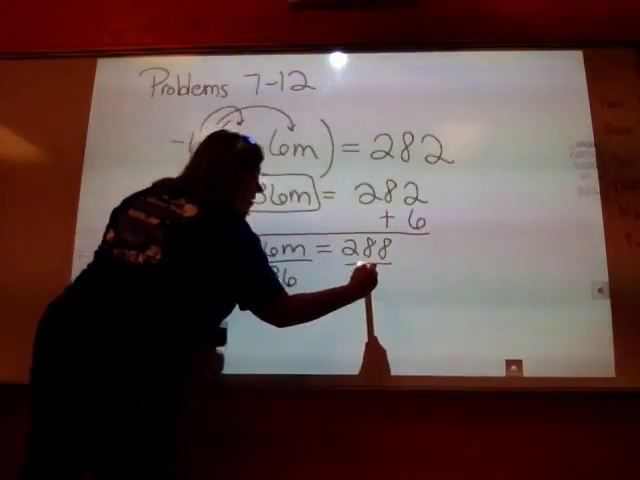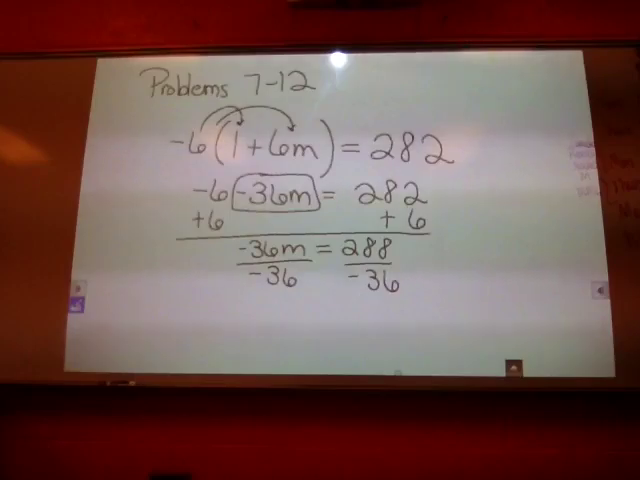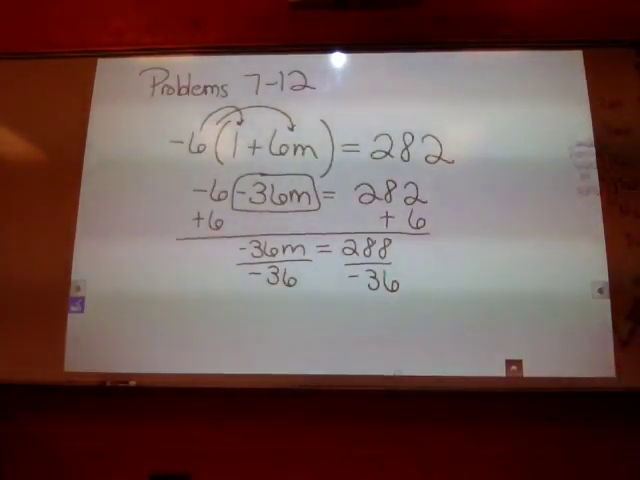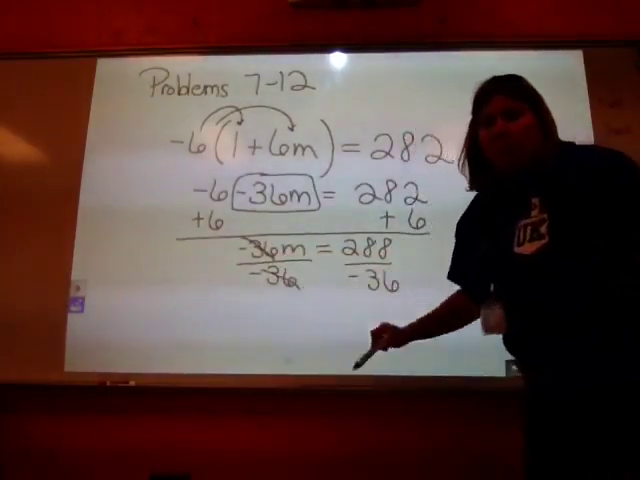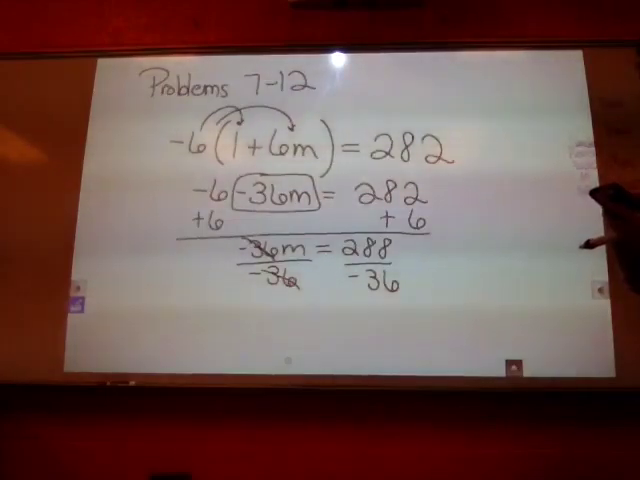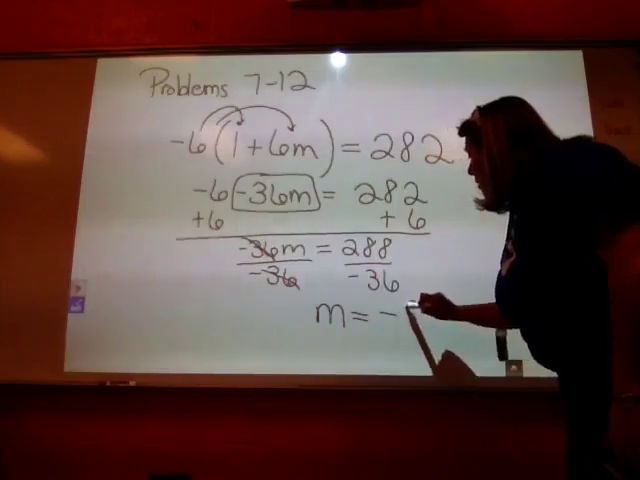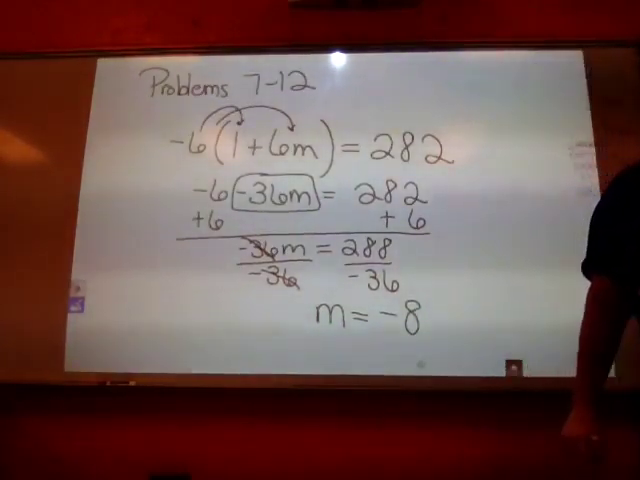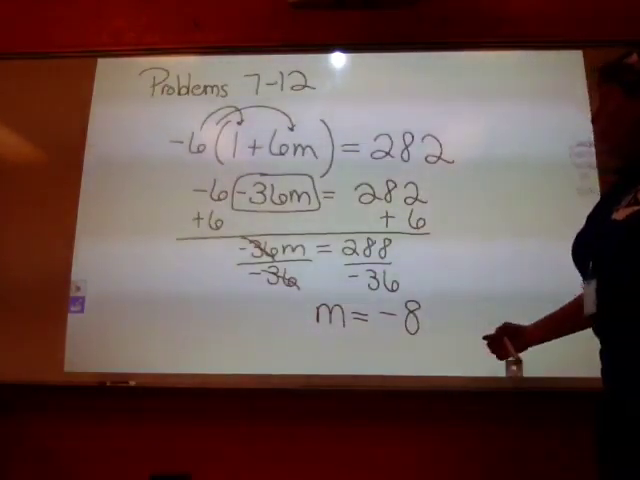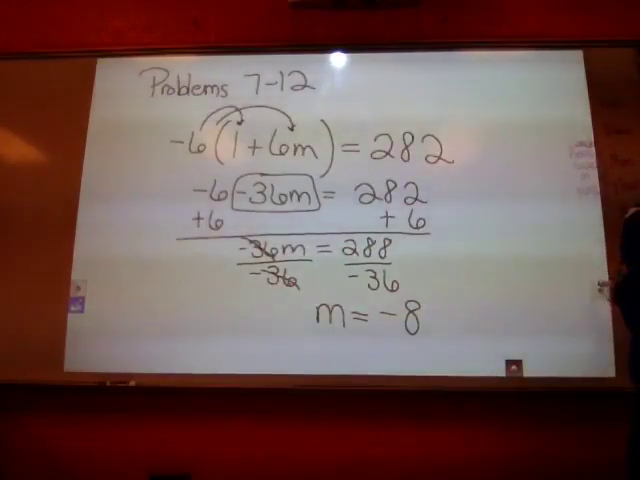Remember that dividing is usually the last step that you do. A lot of us want to do that first, but keep in mind that that's usually one of the very last things that we do. These are going to cancel one another out, and then I'm going to get 288 divided by negative 36, and that lets me know that m is equal to negative 8. So I was able to distribute, use my inverse operations, and then I divided to find my variable.